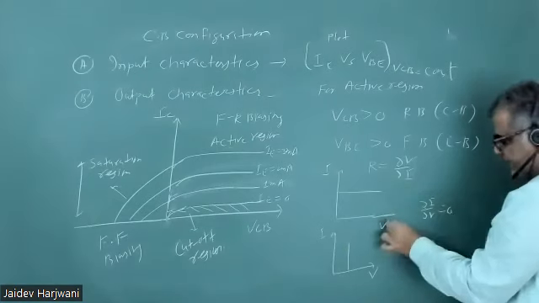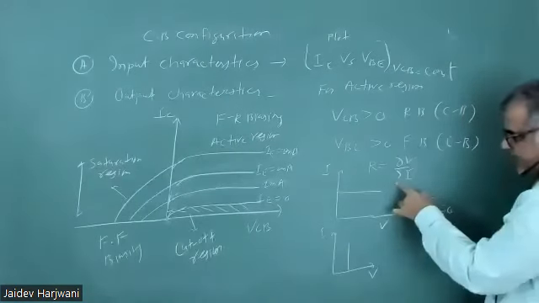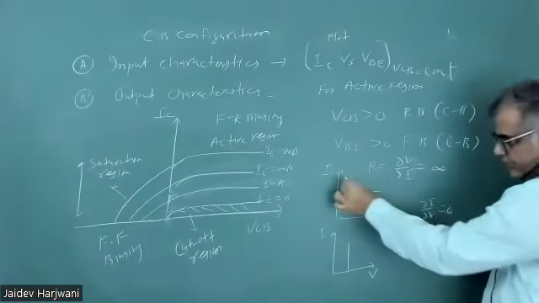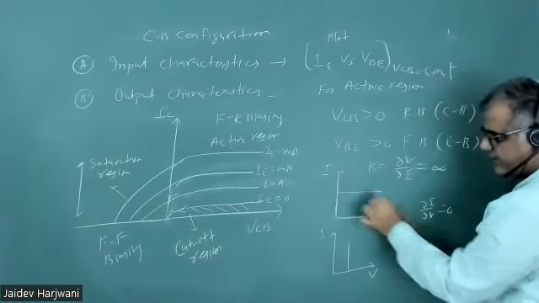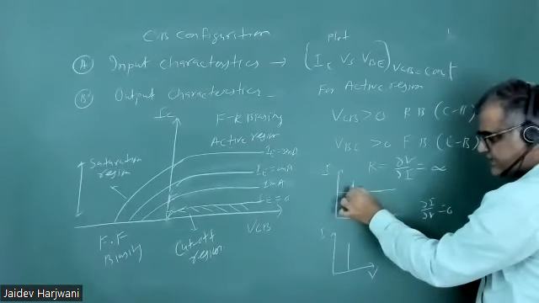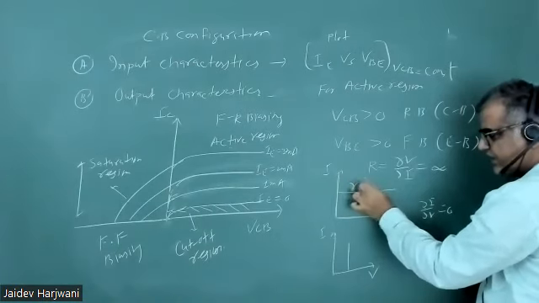This del I by del V is 0. So del V by del I will be infinite. So if someone gives you a graph like this, that means here the resistance is very high.